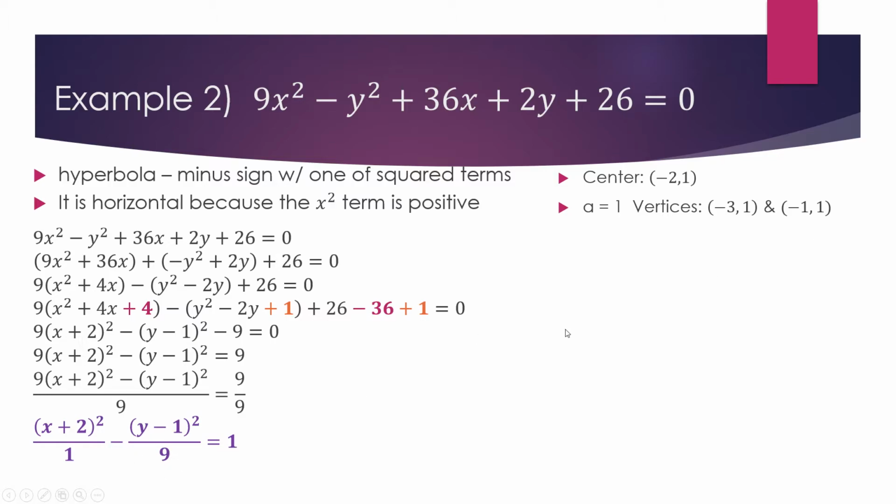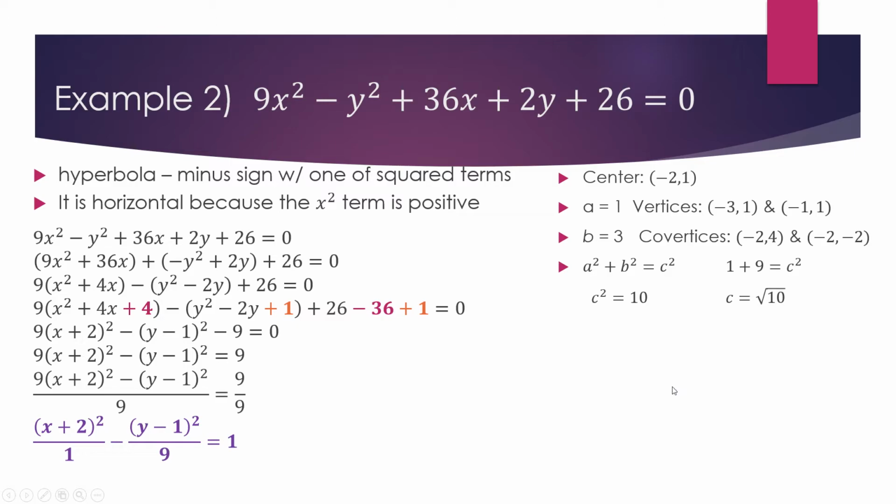Since b squared is 9, b would equal 3, which means our co-vertices are 3 spaces above and below our center. So that takes us to negative 2 comma 4 and negative 2 comma negative 2. To find c, you have to use the equation for the hyperbola relationship. So a squared plus b squared is equal to c squared. We know a squared is 1. We know b squared is 9. So 1 plus 9 equals c squared. So c squared equals 10, and c would equal the square root of 10.